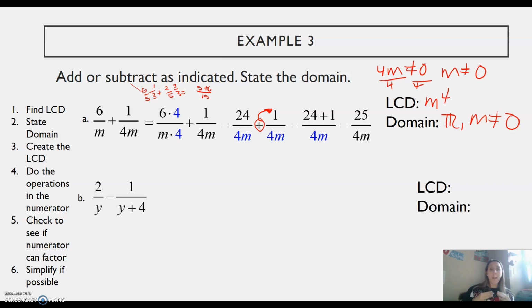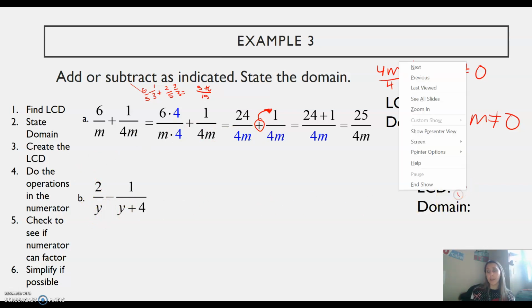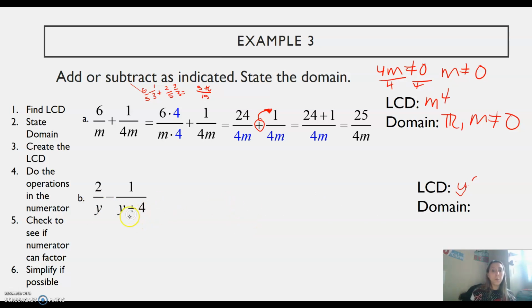We have 2 over y minus 1 over y plus 4. So to create that LCD, I'm going to look at my first denominator. I have just y. Okay, so now I need to go back and look at the denominator in the second fraction.